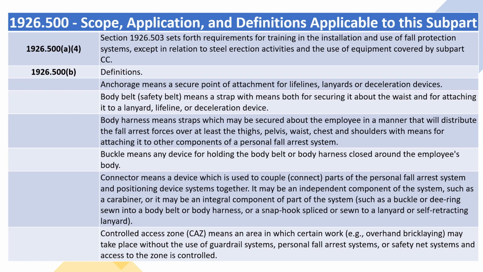Connector means a device which is used to couple parts of the personal fall arrest system and positioning device systems together. It may be an independent component of the system, such as a carabiner, or it may be an integral component of part of the system, such as a buckle or D-ring sewn into a body belt or body harness, or a snap hook spliced or sewn to a lanyard or self-retracting lanyard. Controlled Access Zone (CAZ) means an area in which certain work, e.g., overhand bricklaying, may take place without the use of guardrail systems, personal fall arrest systems, or safety net systems, and access to the zone is controlled.